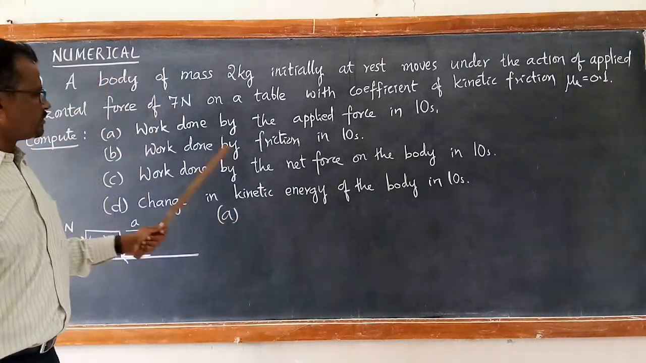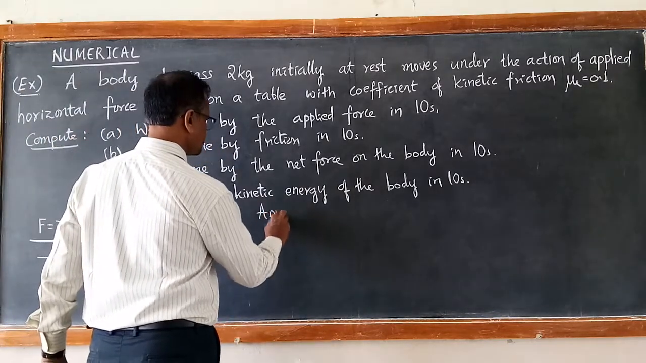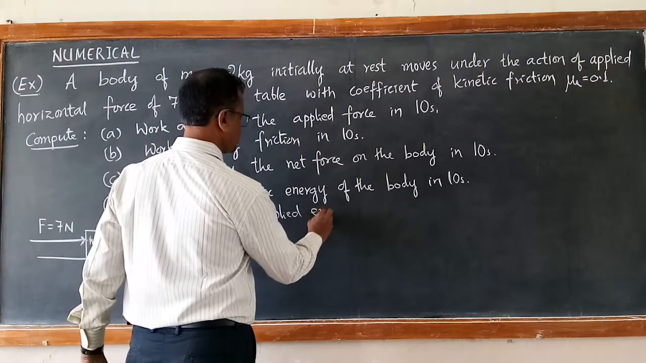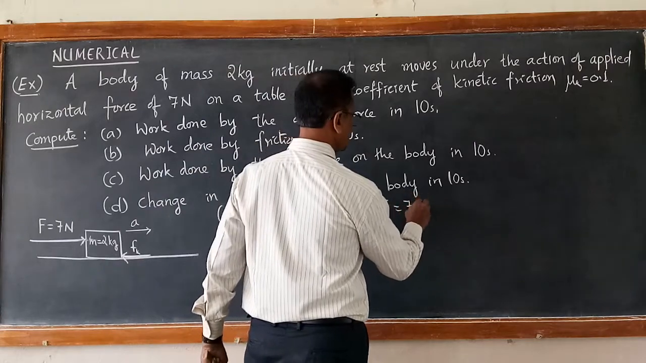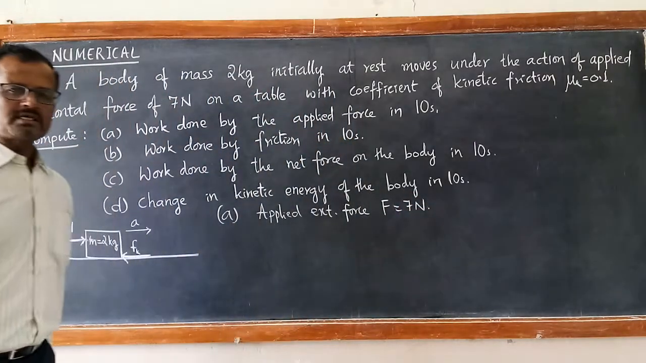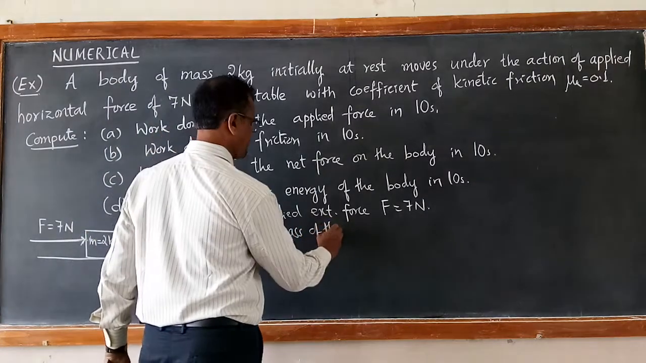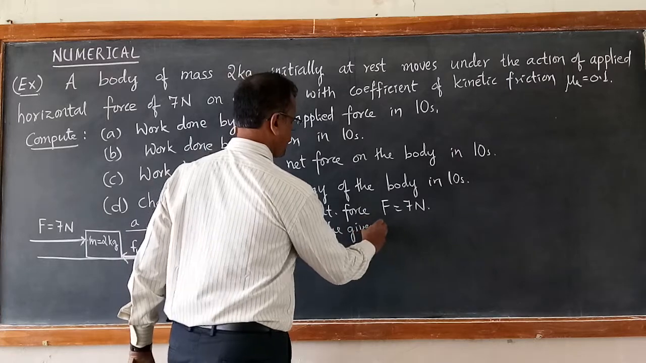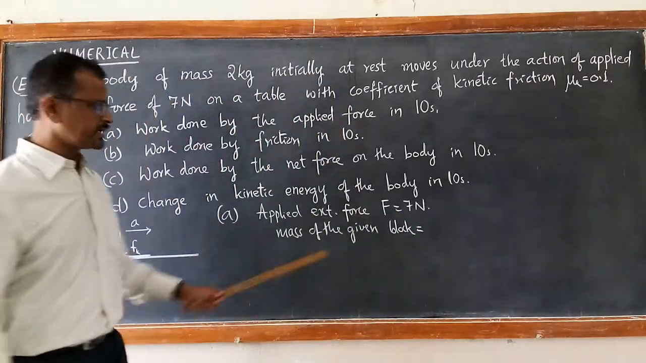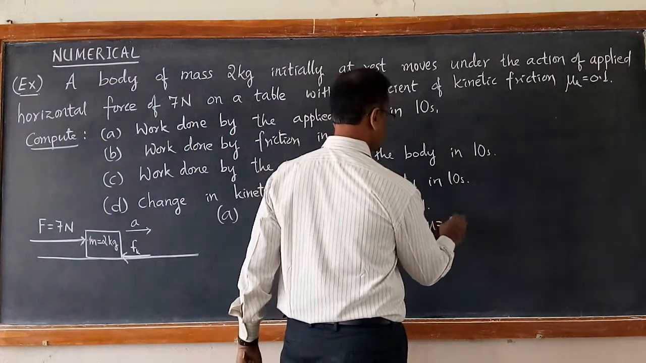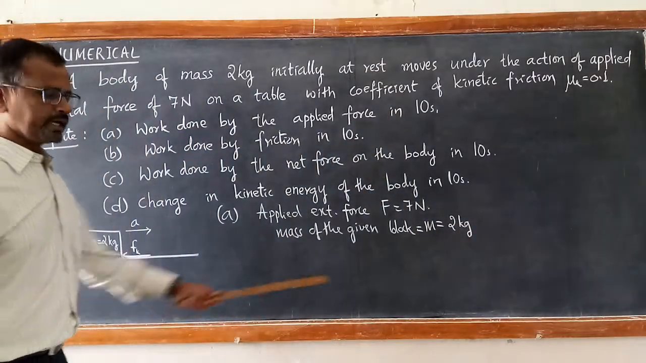So before we calculate the work done directly, for the applied external force, F is equal to 7 Newton. Mass of the given block, M is equal to 2 kg. So using this mass, we can calculate the acceleration.